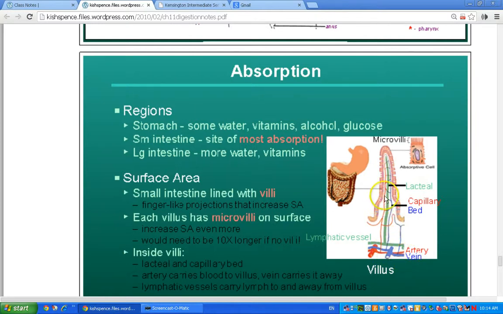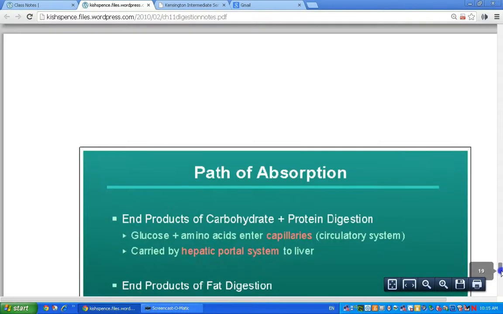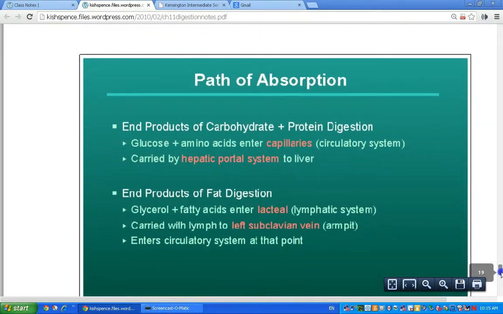The capillary bed is where some of the things that are small enough will be picked up and then carried away by the vein to be carried to the rest of your cells. The lymphatic vessels will carry lymph to this area, but pick up the things that are too big and bulky to go into the capillaries. So, what is picked up by what?